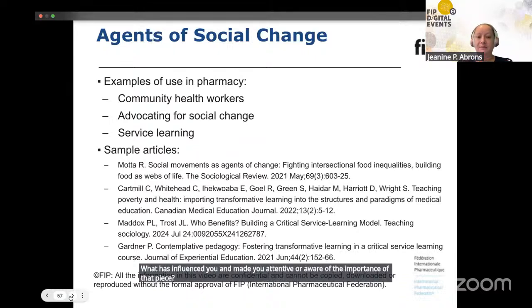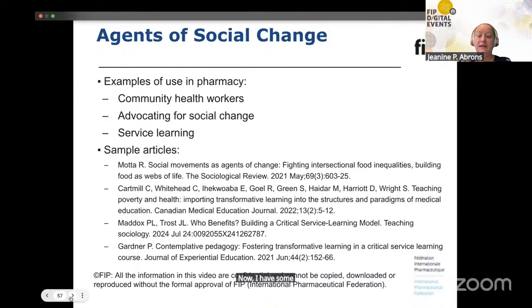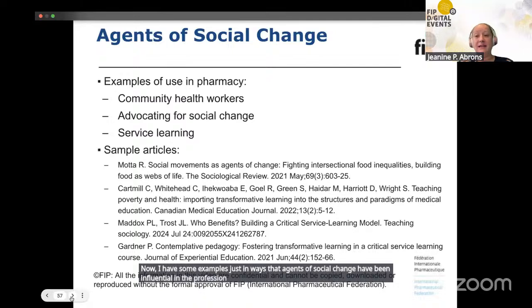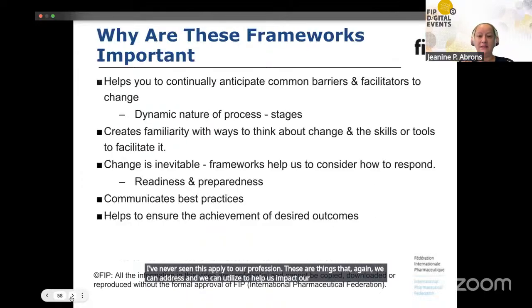Now, I have some examples just in ways that agents of social change have been influential in the profession and some specific areas in case you're thinking, I've never seen this apply to our profession. These are things that, again, we can address and we can utilize to help us impact our profession and pharmacy practice and also pharmacy education.